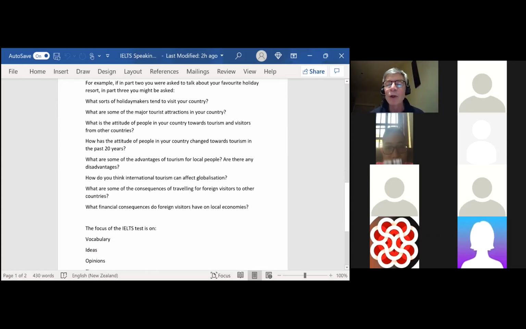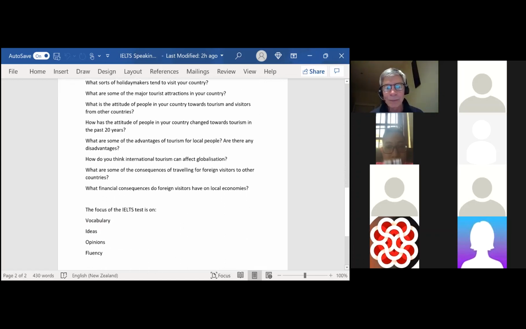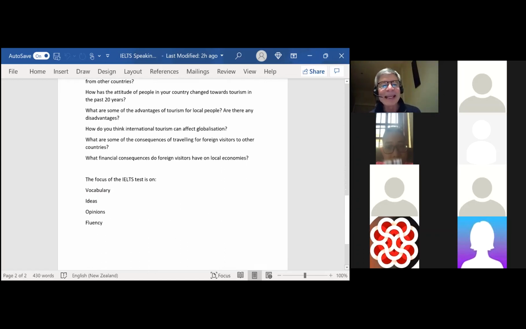And again, what you are marked on are these 4 elements, which I've got at the end here. So the focus of the IELTS test is on vocabulary, ideas, opinions, and fluency. Now, there's one thing missing from that list that you might think is important.